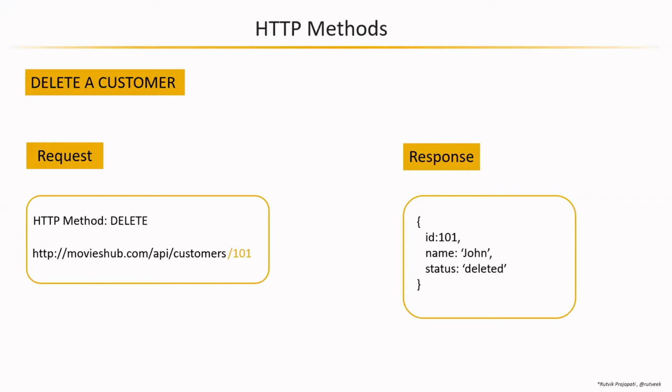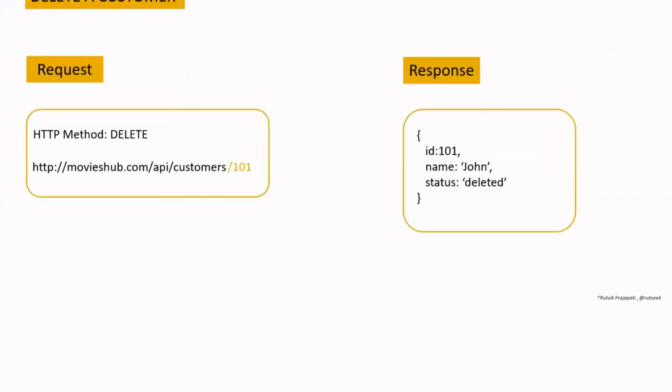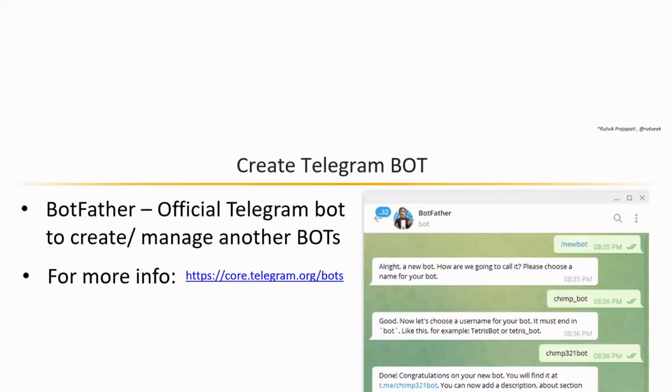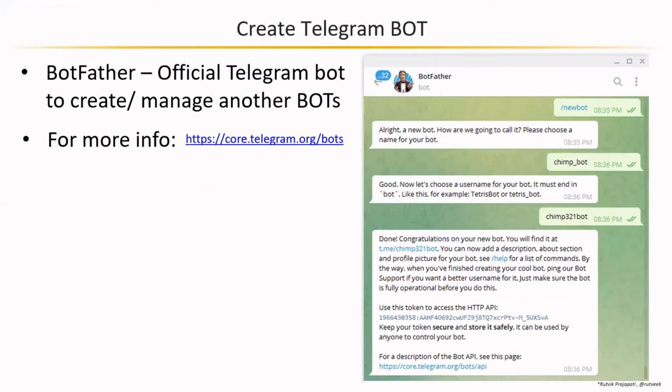So now we understand what a REST API is. We also saw the different methods. Now let's explore the different Telegram APIs, because we need to automate this whole process, and for that we require the Telegram API. So let's understand what the different Telegram APIs are. For REST APIs, there are two types.